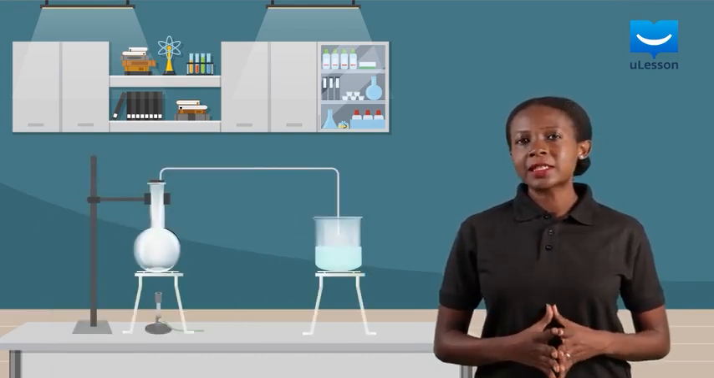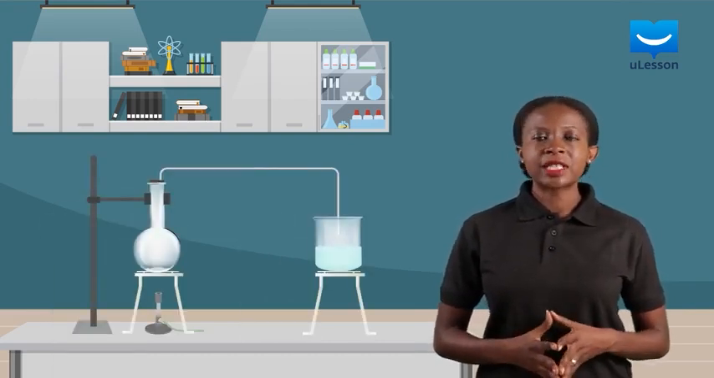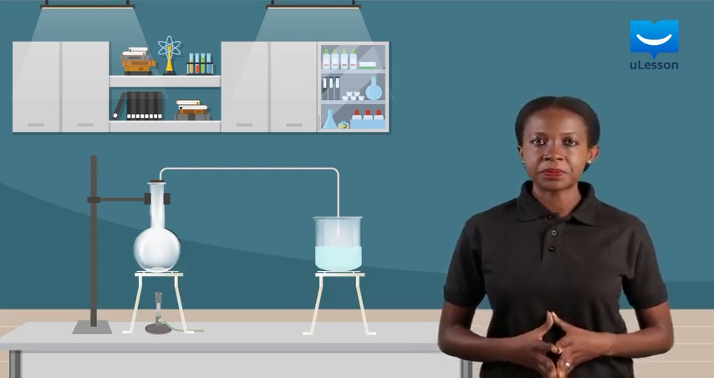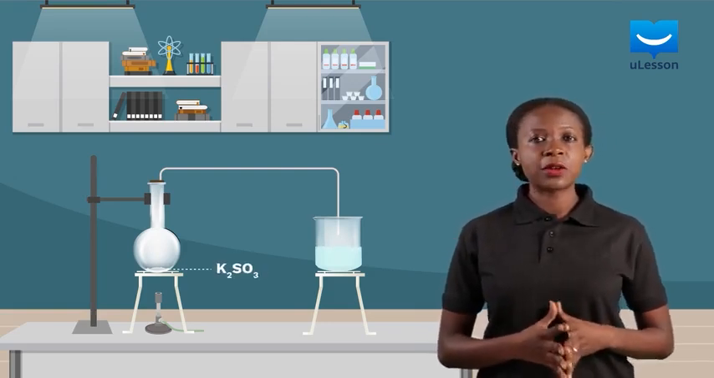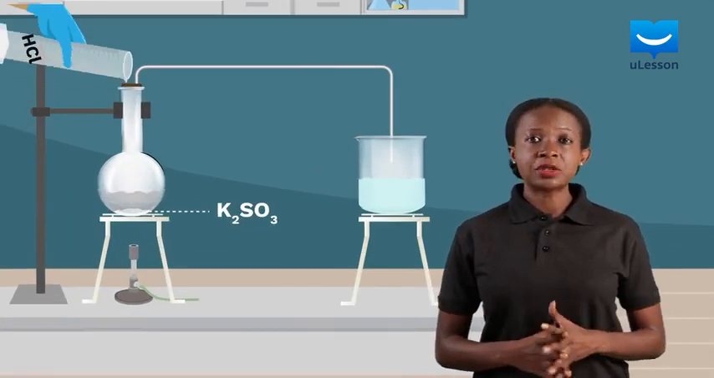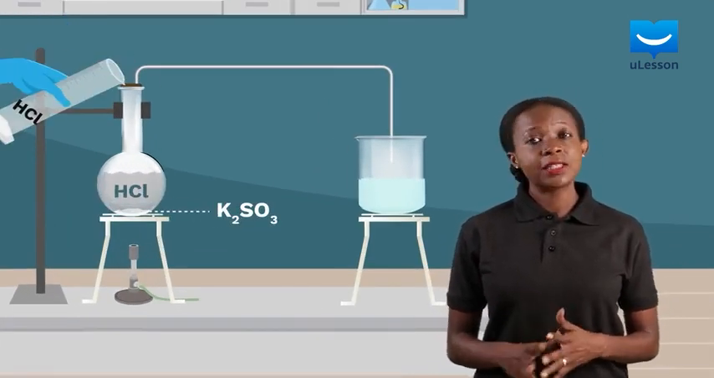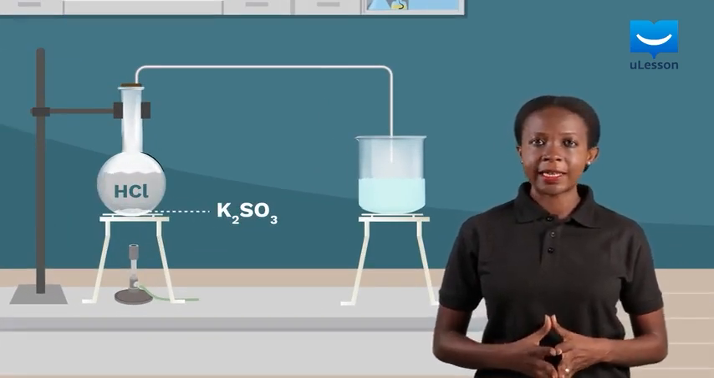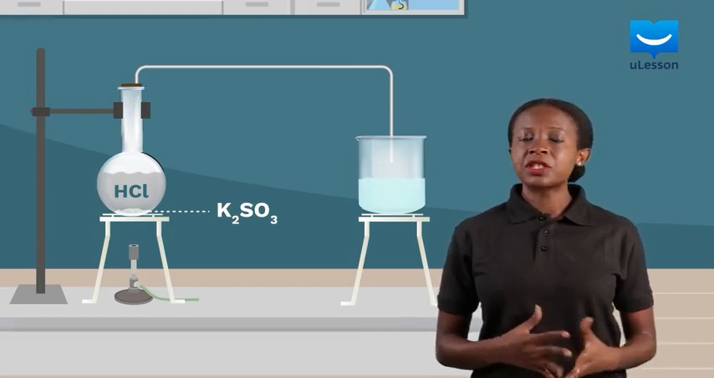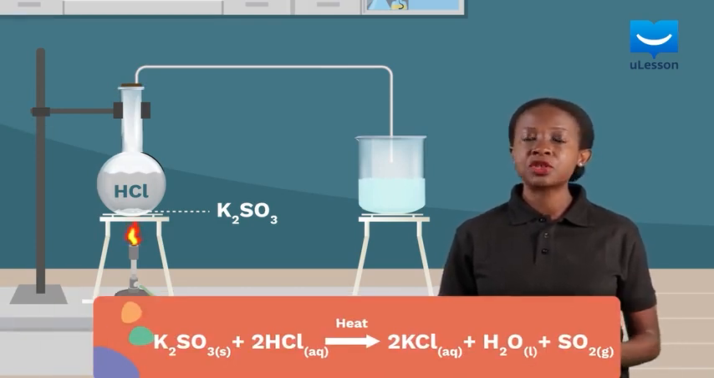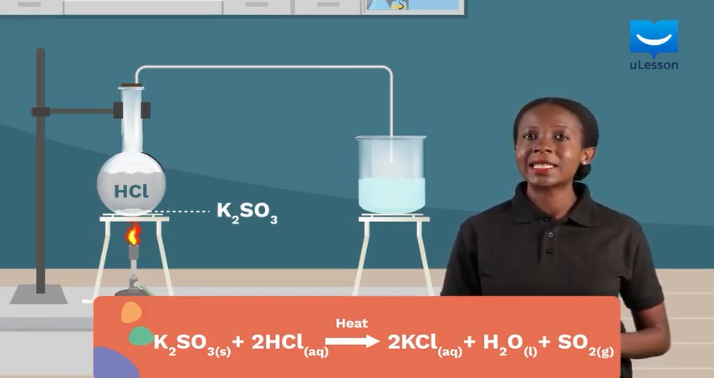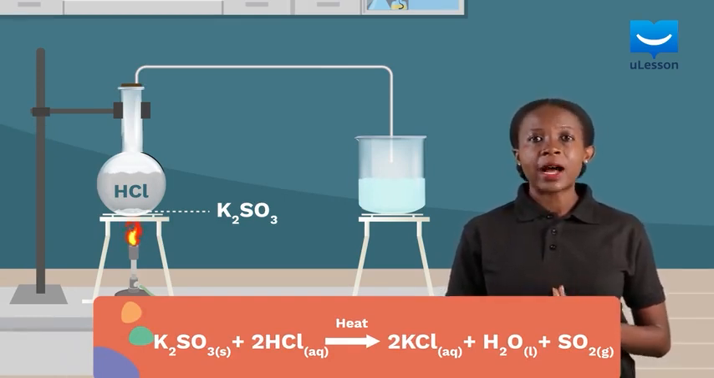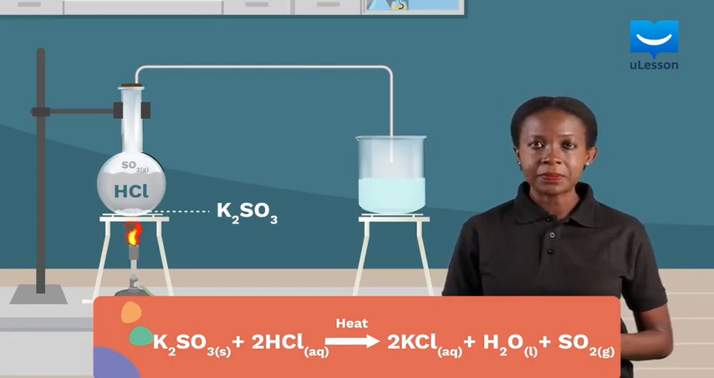The laboratory setup displayed here can be used to carry out this preparation. In this setup, the chemical reaction between potassium trioxosulfate IV and concentrated hydrochloric acid is used to produce sulfur IV oxide. The chemical reaction is brought about by heating the mixture of potassium trioxosulfate IV and concentrated hydrochloric acid in the round bottom flask gently.